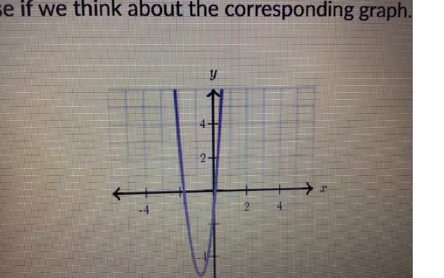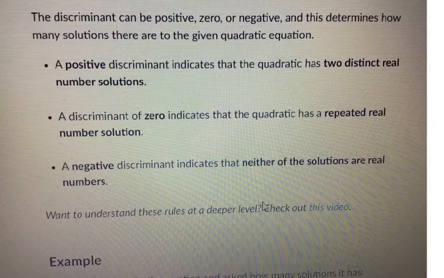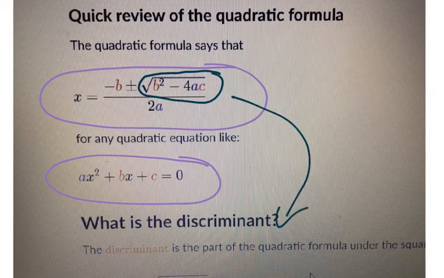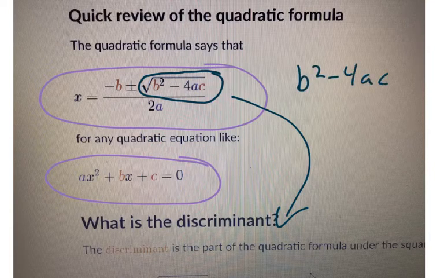Let me see if I have a good example here. Okay, the discriminant part, I didn't take a picture of it, no big deal, is this right here, guys. The discriminant part, he does explain it right here. It's the part underneath your square root. The b squared minus 4ac part.